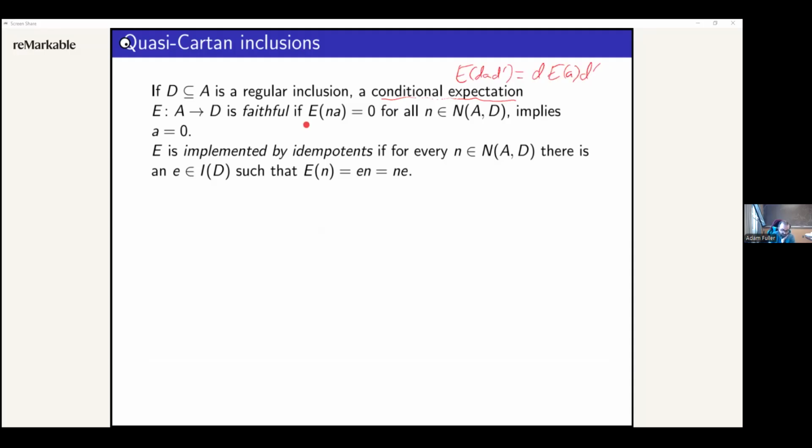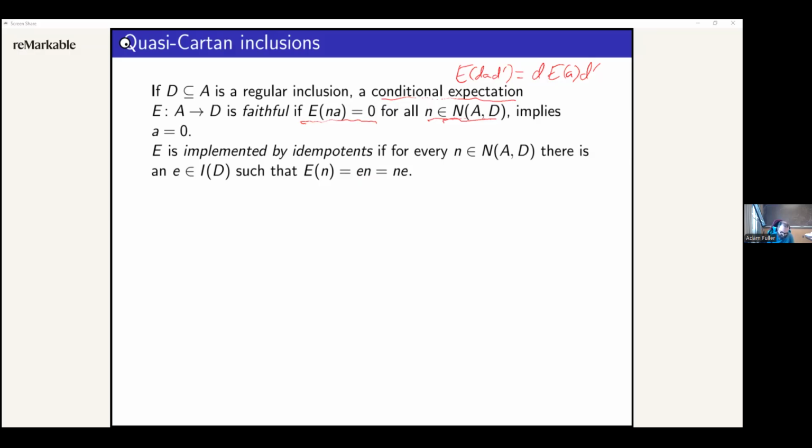If we have a regular inclusion, we'll say it's faithful if E(a) is equal to 0 for every single normalizer, then a is equal to 0. So this allows us to describe faithfulness in the absence of an adjoint. So does this imply that you're preferring the left to the right in the definition? Oh yes, I am. So does it imply that it also holds the other way or not? I think so. Yes, I think it does.